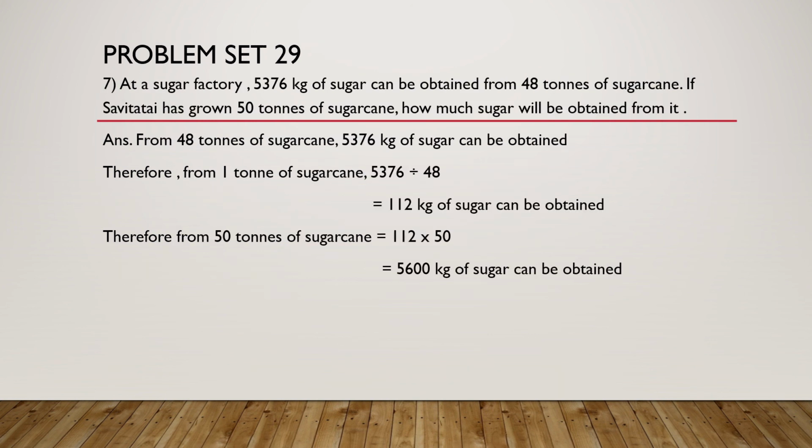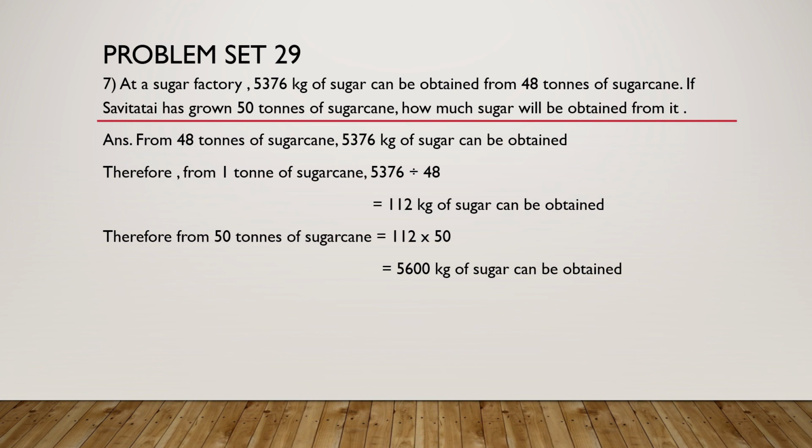This is the last question which we can do on our own, but we'll just try to help out. At a sugar factory, 5,376 kilos of sugar can be obtained from 48 tons of sugarcane. I hope you all are aware that sugar is obtained from sugarcane. So from 48 tons of sugarcane you get 5,376 kilos of sugar. So if Savita Tai has grown 50 tons of sugarcane, how much sugar will be obtained from it?